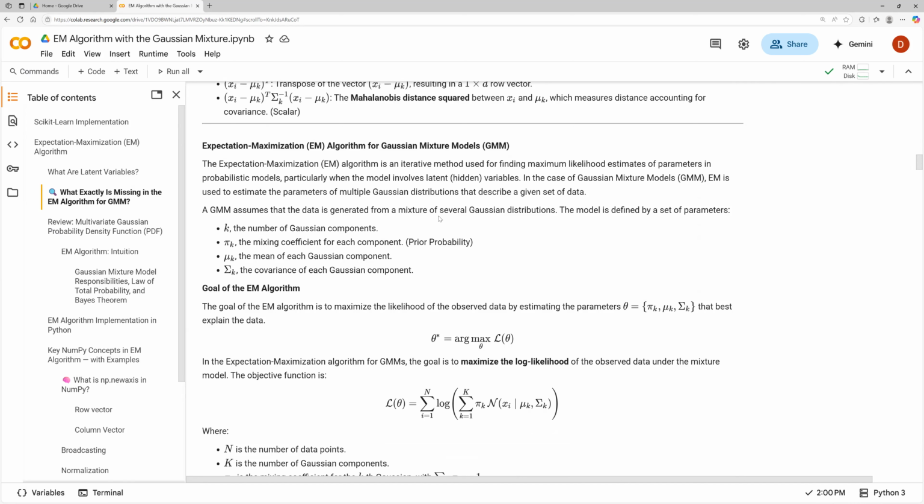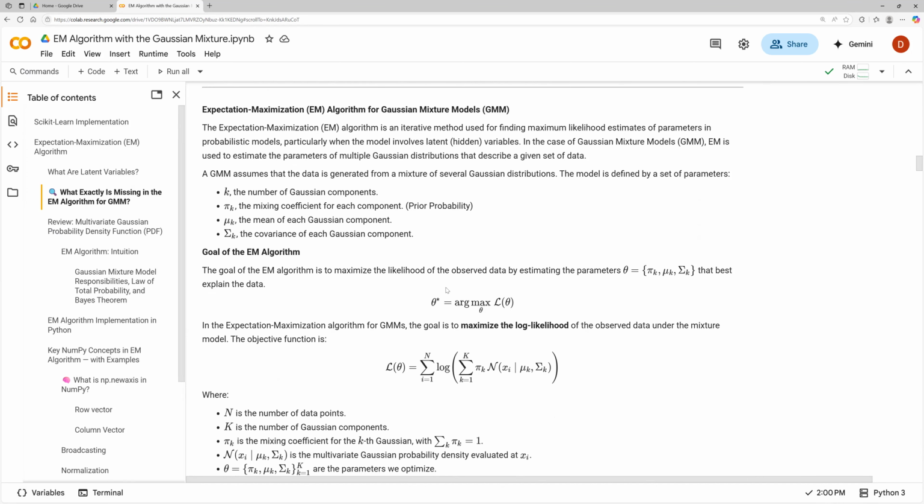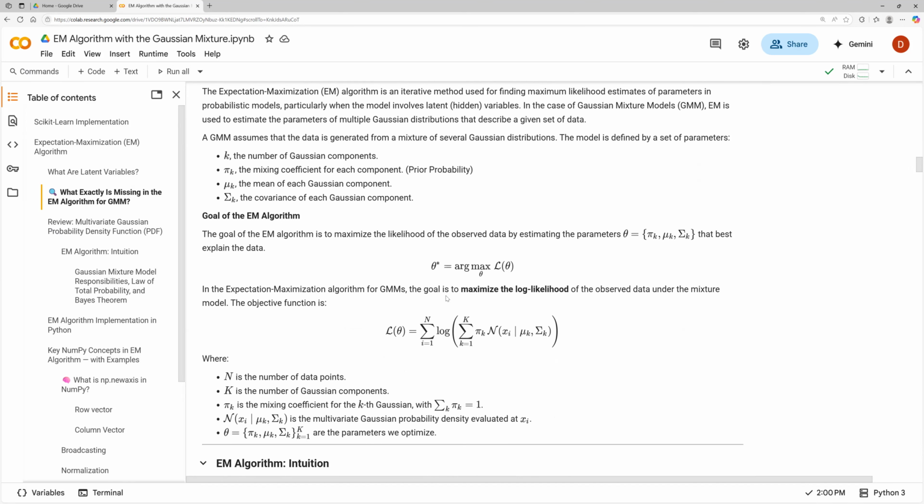So what is the goal of the EM algorithm? The goal of the EM algorithm is to maximize the likelihood of the observed data by estimating the parameters theta, pi k, mu k, and then summation k, which is the covariance matrix, that best explain the data, right? So we've got this maximum likelihood estimation formula here. And the goal is to maximize the log likelihood. So we've got this here.